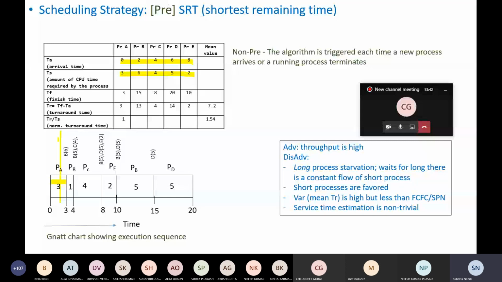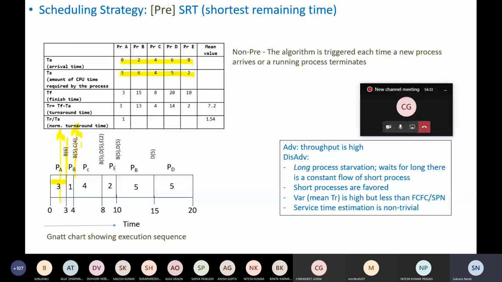But at time 3, process A got terminated, and then it is very trivial because only B was there. So B got scheduled and was running. After 1 unit of time, that means at 4, process C came, and C has a requirement of 4. Now the scheduling algorithm was executed again, and it found two competing processes: B, whose remaining time is 5, and C, whose time requirement is 4.